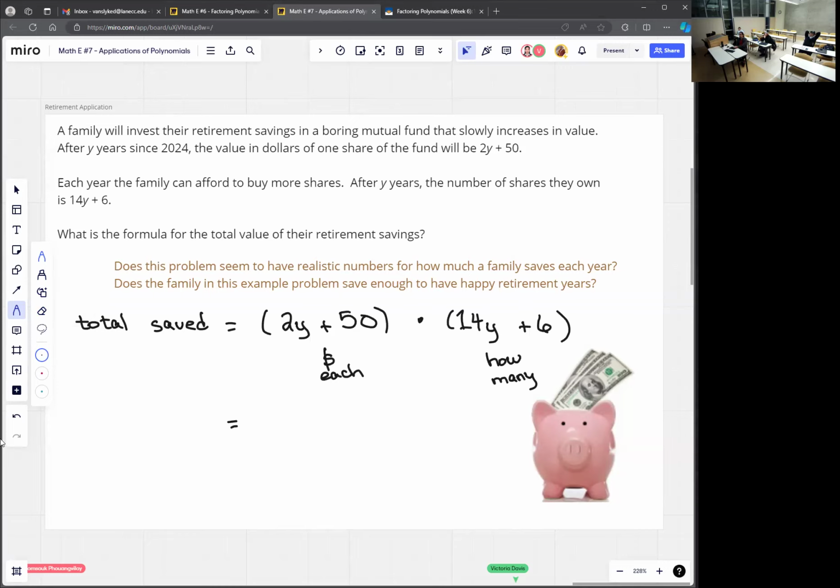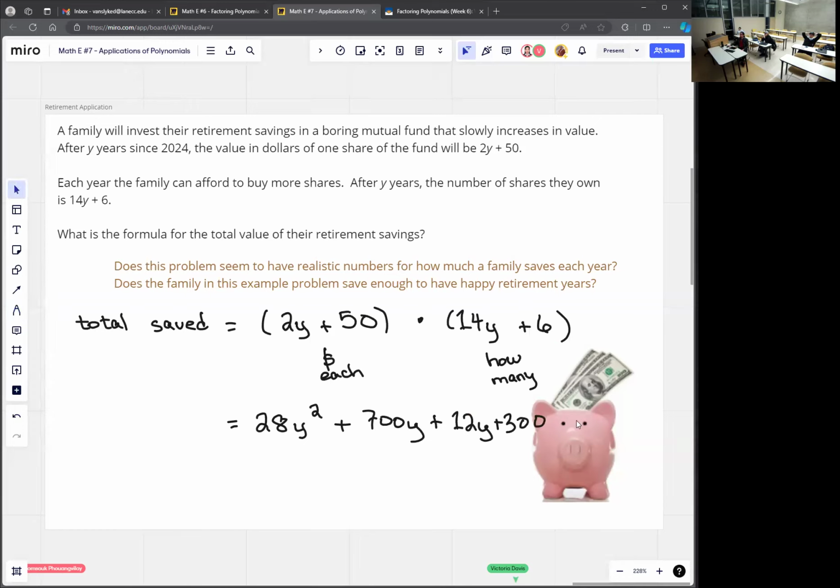2y, I'm doing FOIL, right? First, 2y times 14y, 2 times 14, 28y squared. Inside, 50 times 14. If I have 14 half dollars, how much money do I have? $700. That was inside. Now I do outside. 2y times 6. 2 times 6 is 12. And 6 times 50 is 300.